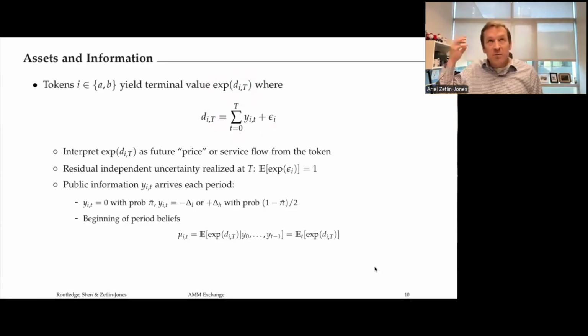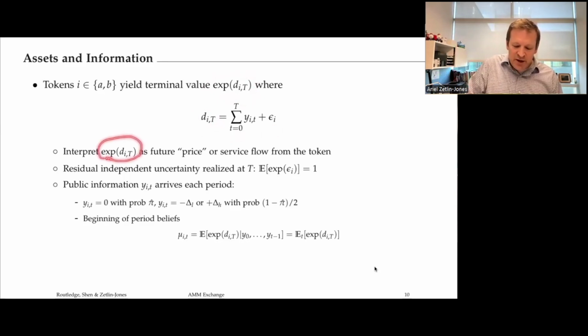Now, in your mind, what do I want you thinking about? I want you to maybe, although this is a little hand wavy, think about this terminal value as some future price, or better, I prefer service flow that you can get from the token. So there's some terminal date where, say, our market maker has to use their token for something. They have to run a smart contract, and that's it. And this is going to be the value they get from running a smart contract, if you think about this as ETH. Now, why do I have these increments? That's going to be the realization of public information.